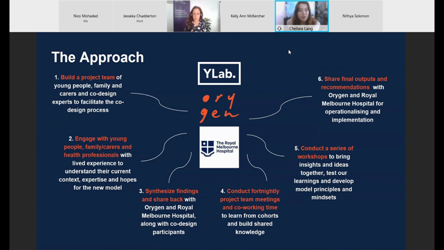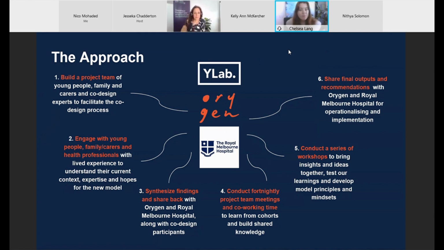A little context might be helpful before I go into our approach. In Melbourne and actually across Australia, the supply of beds for young people who need access to acute mental health care does not currently meet demand. This has been identified through the Royal Commission into Victoria's mental health system, but also has been identified from young people in our networks and our associate team at Ylab across Australia as well.